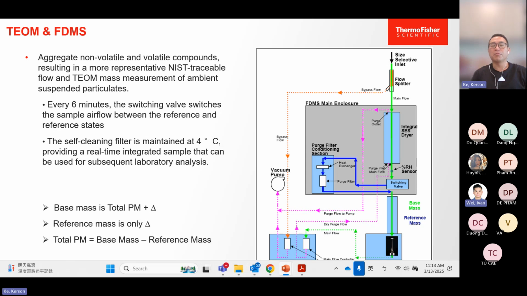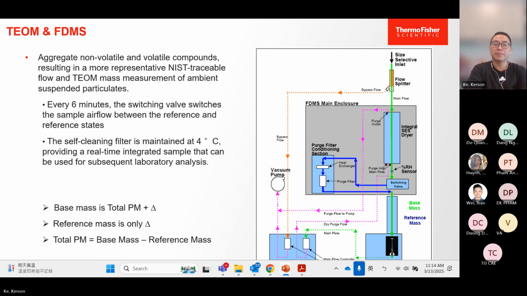No, the balance is PM2.5. I think all the particles will be collected, because you already passed the sizer, right? Yes. So during this time, the microbalance is still vibrating. And after the 6 minutes, because the volatiles disappear, the frequency of the balance will change. And then we will know the amount of volatile compounds that evaporated. Correct. And then we will switch back to the base mode again.